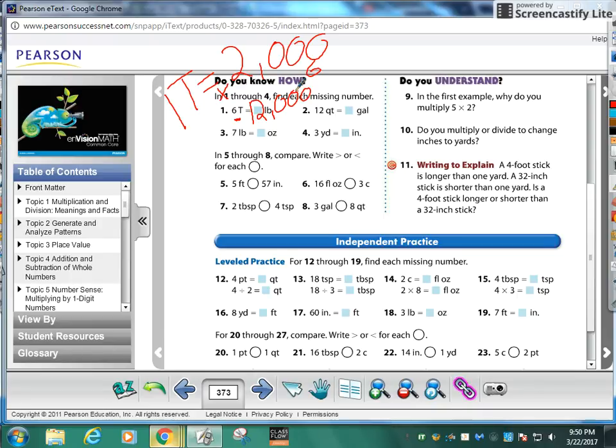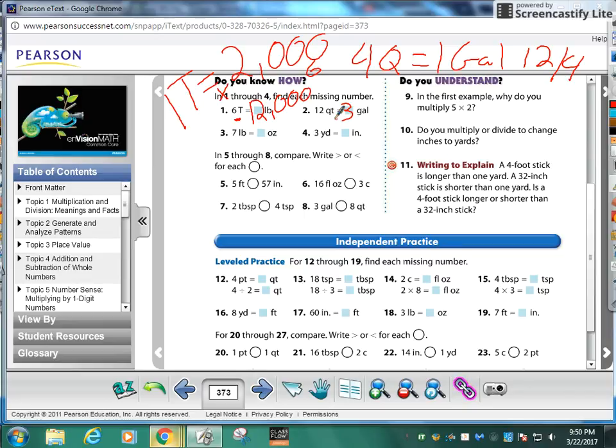Now, number 2, you go from quarts to gallons. Now you're going to a bigger unit of measurement, so you're going to divide. And you know that there are 4 quarts in every gallon. So you're going to have to divide 12 divided by 4, and you know that is 3. So it's going to be 3 gallons.